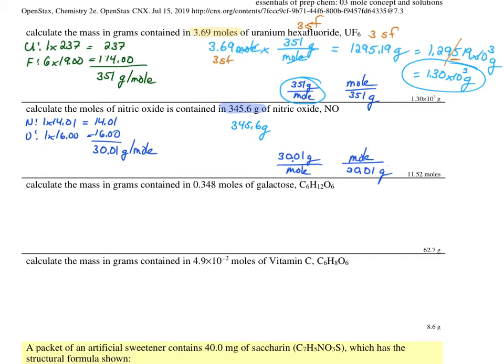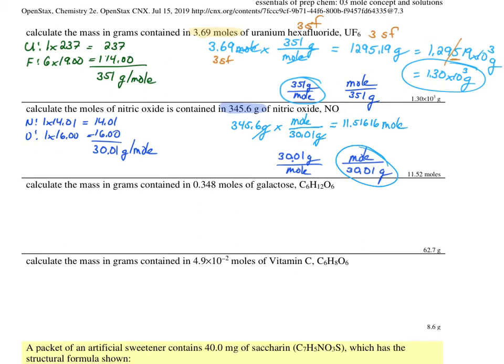We want to cancel out units of grams, so we use a unit conversion factor that has grams in the denominator. 30.01 grams is equivalent to a mole. This indicates division. When we do this division, our calculator answer is 11.51616, and our unit is moles, because grams cancels out.